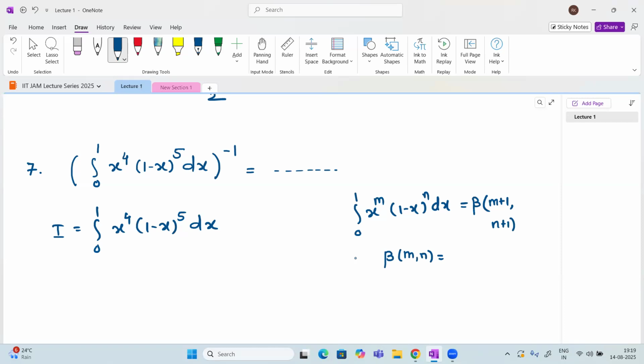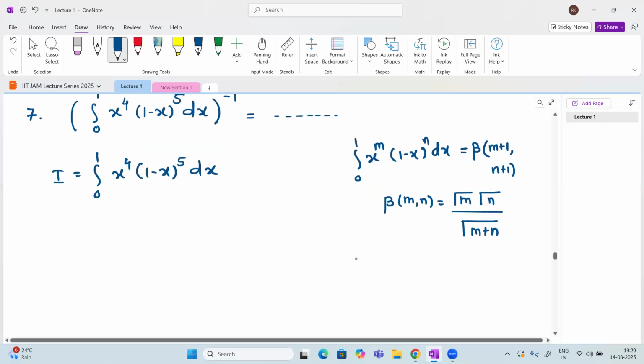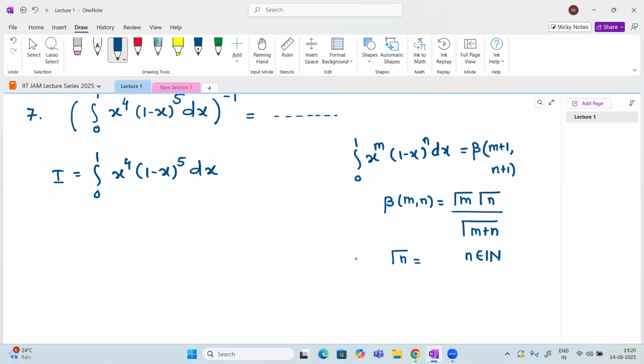Can you express beta of m, n in terms of gamma? Gamma m into gamma n upon gamma m plus n. All these things we are going to use. The next thing is, if n is a natural number, what will be the value of gamma n? It is n minus 1 factorial.